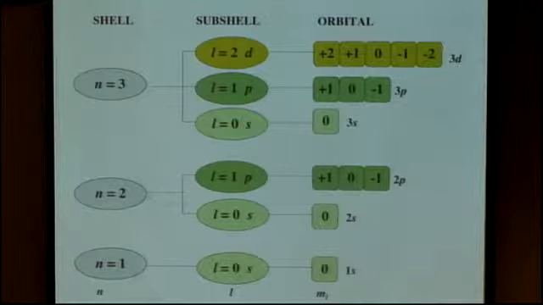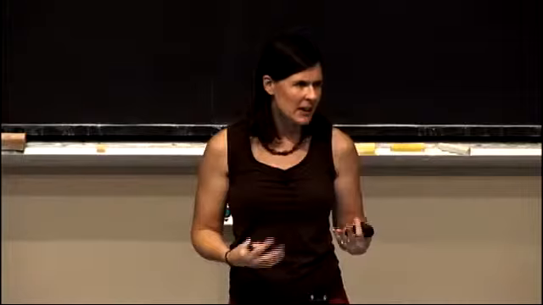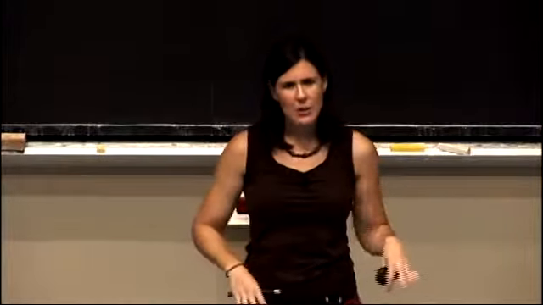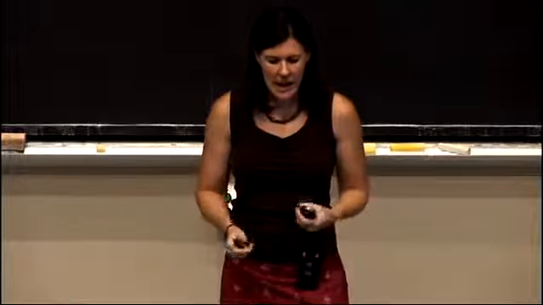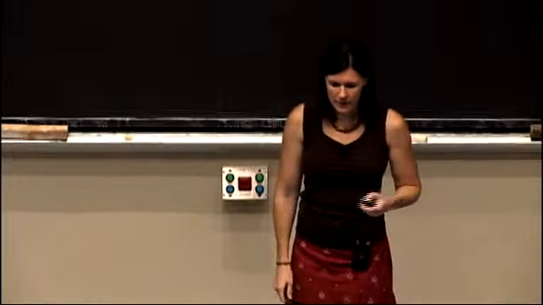And what you can see is that for any n that has an L equals 0, you can see here how there's only one possibility for an orbital description, and that's why we don't need to include the M when we're talking about an s orbital.